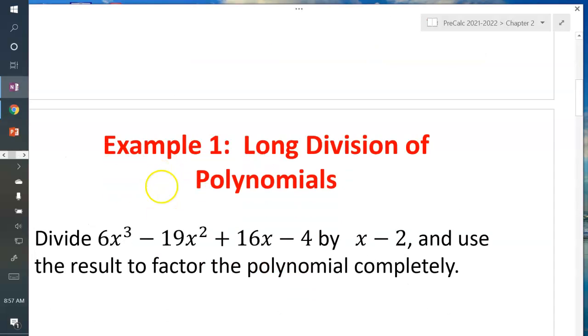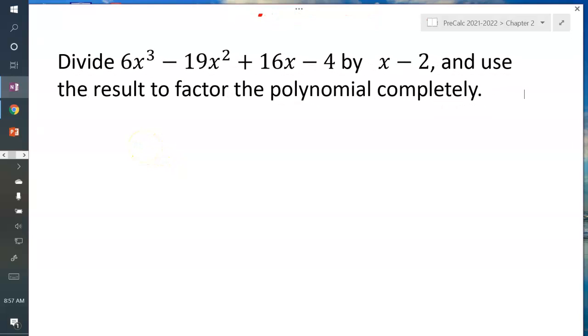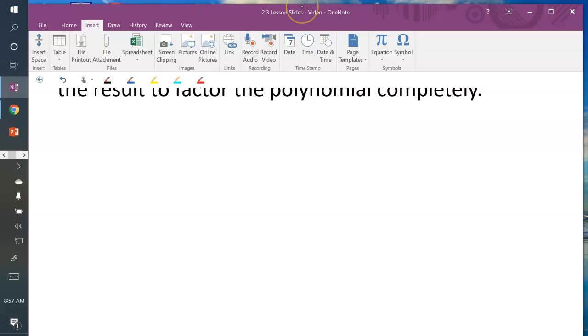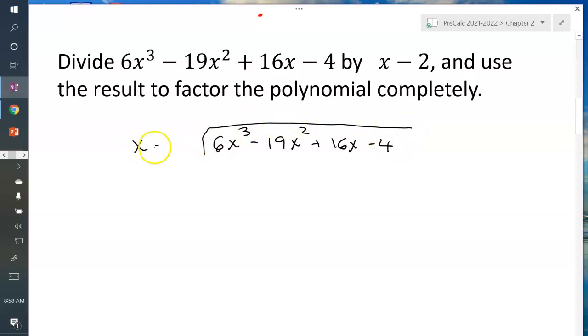So here goes. First, we're going to do long division. We're going to use the same algorithm that you used back in elementary school. So I'm going to write 6x cubed minus 19x squared plus 16x minus 4, and I'm dividing that by x minus 2. All right, just like elementary school, how many times does x go into 6x cubed? The answer is 6x squared, and I'm stacking it on top of my x squared.